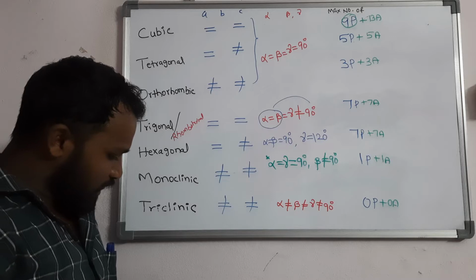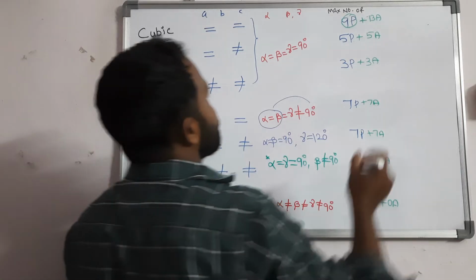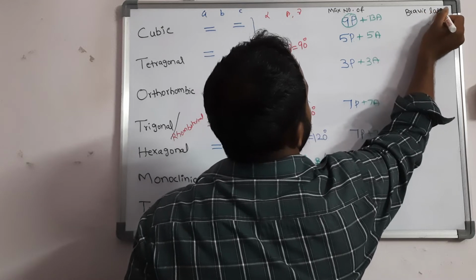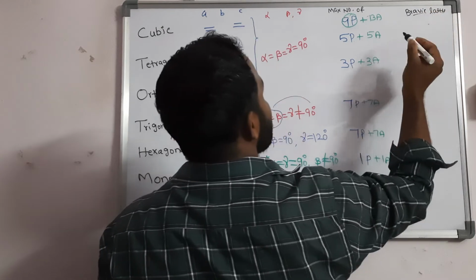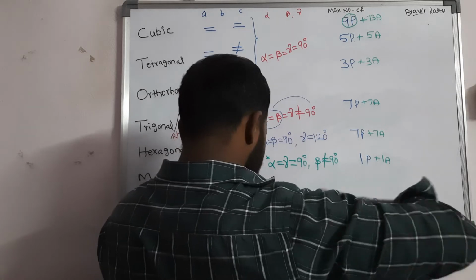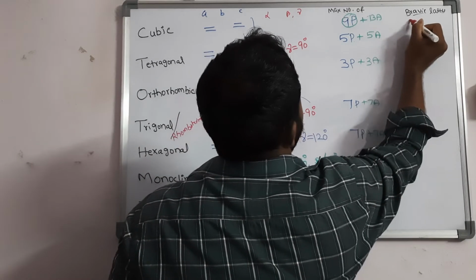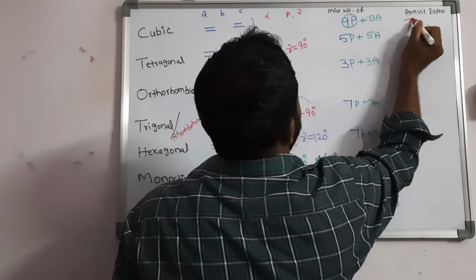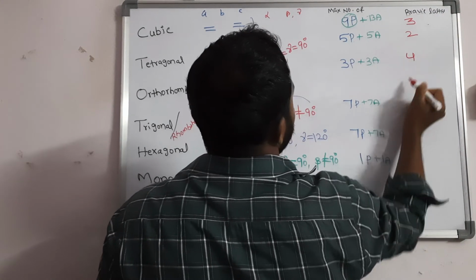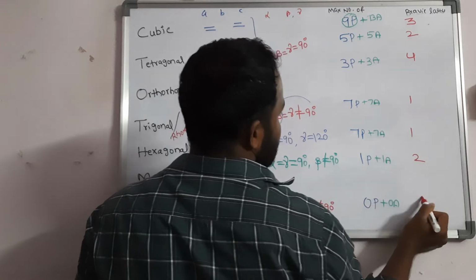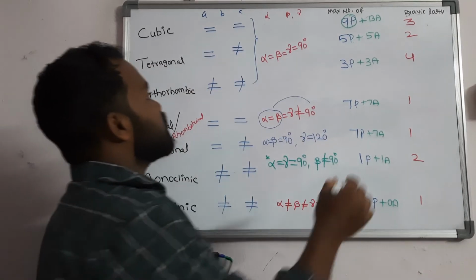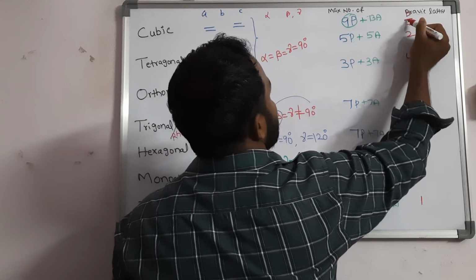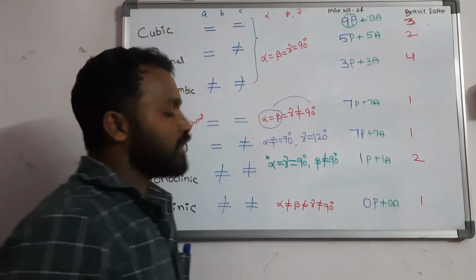The next one is Bravais lattices. For Bravais lattices, you should learn this by heart, that is 3 2 4 1 1 2 1. This is like a phone number. Bravais means B. You are starting with B, right? So B is like 3 2 4 1 1 2 1, right?